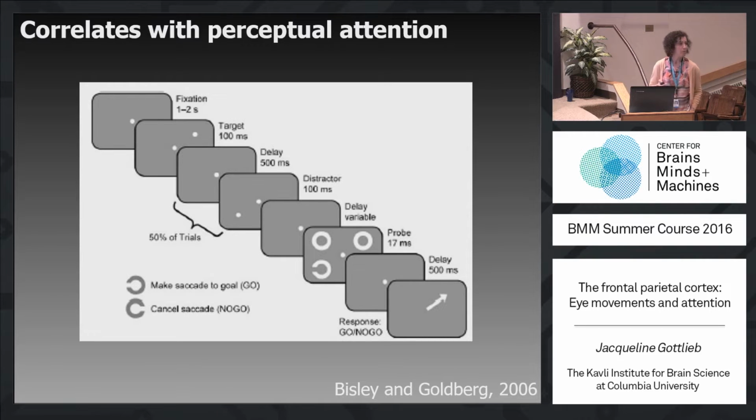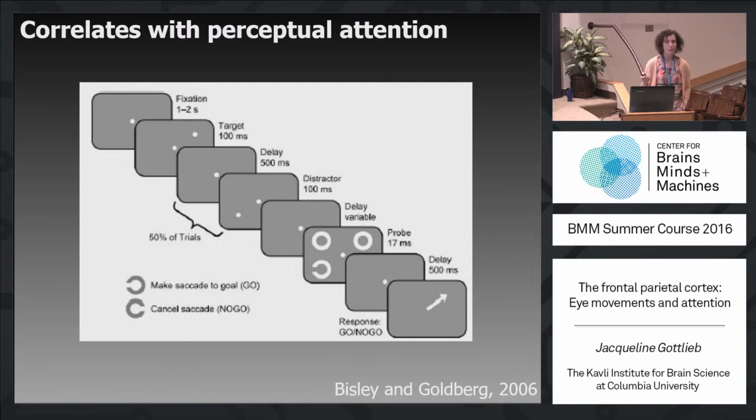So the task was somewhat complicated, but all of this was necessary to accomplish their goal. Here's how it went. The monkey began by fixating. Then they were shown a target, and they were asked to remember to make an eye movement to this target. So the target was flashed here, and by the end of the trial, when they get the go signal, they have to make an eye movement to that target.